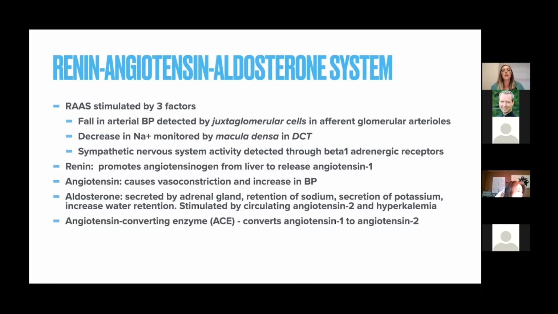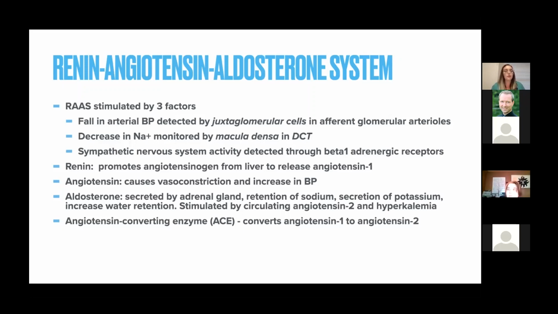It's stimulated by three factors. So first off, it's going to be stimulated by a fall in arterial blood pressure. And this is going to be detected by juxtaglomerular cells that are located in the afferent glomerular arterioles, okay? Another reason why this is going to be stimulated is a decrease in sodium. And that's going to be monitored by the macula densa in the distal convoluted tubule. And then lastly, the RAAS is going to be stimulated by our sympathetic nervous system activity.